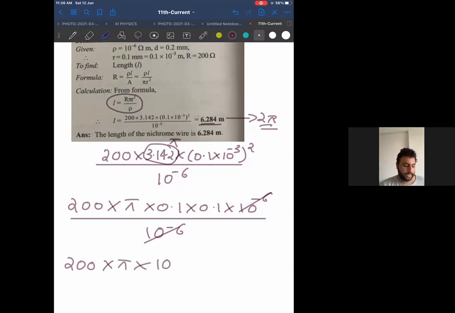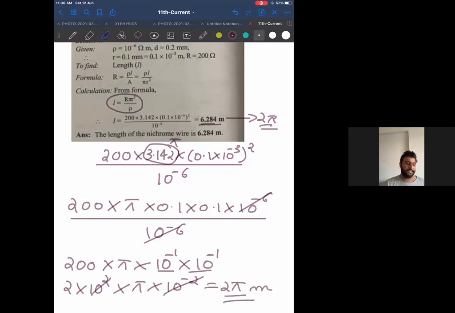Can I write it as 10 power minus 1 into 0.1? Can I write it as 10 power minus 1? So 200, can I write it as 2 into 10 square into pi into 10 power minus 2, because 10 power minus 1, 10 power minus 1 is 10 power minus 2. Therefore, 10 power minus 2 and 10 power 2 cancels. You are just left with 2 pi meter. Even this is the right answer.